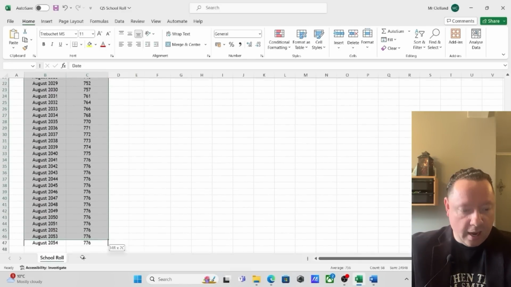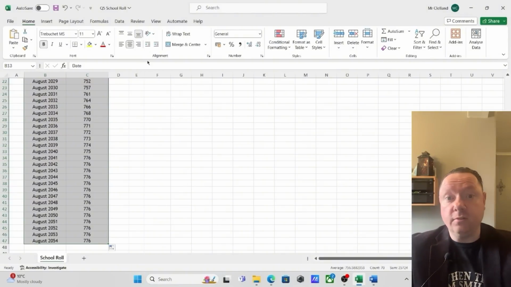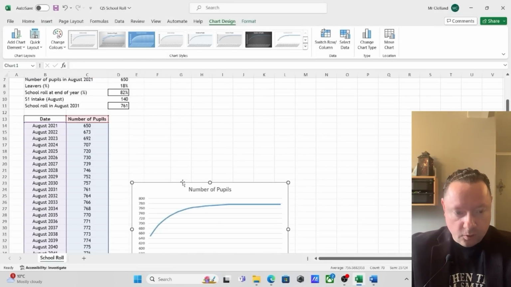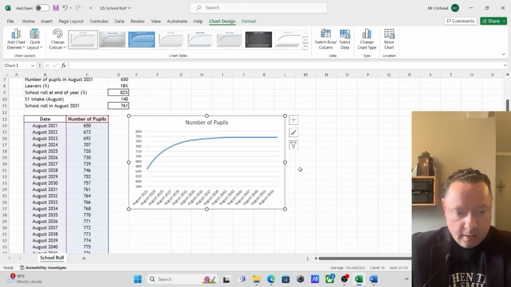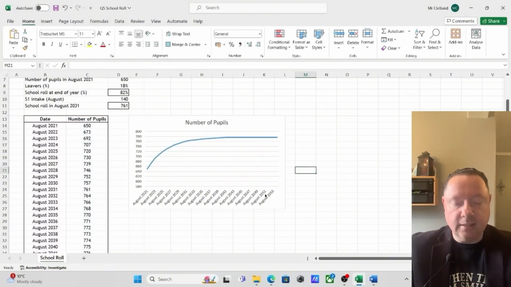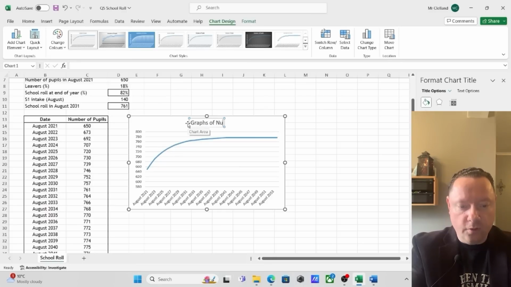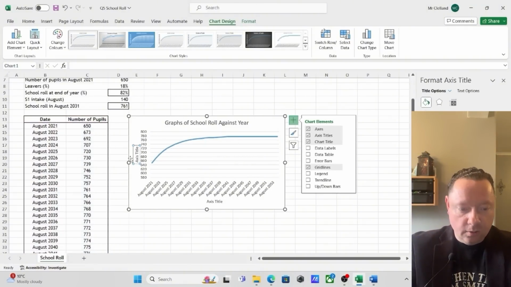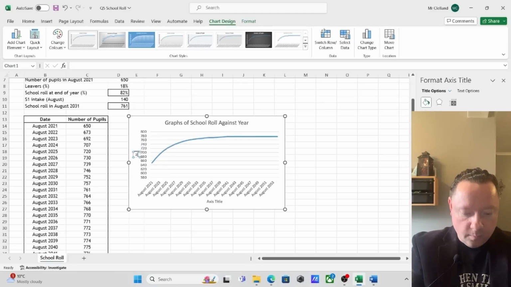So let's highlight all the data and not give ourselves a headache. Insert, recommended charts. Top one looks good. So I'll just press OK. And I'll move that up so that it's in an appropriate place. And let's just make sure the axes are labelled. So graph of number of, well, let's just call it school roll against year. That seems good. So a title for a graph, and then axes, so plus axis titles. This one's number of pupils.